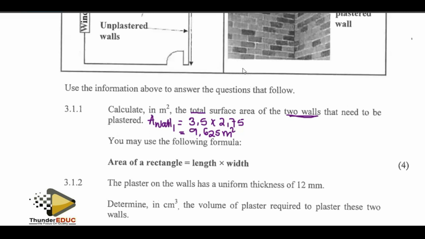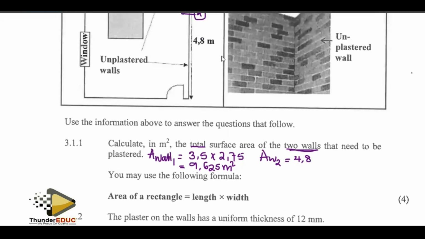So far I've got the area of wall 1. Let me do wall 2. Still, because they're rectangular, it's L times B. The wall that's remaining, sorry, the length is 4,8 meters, still times the height. We take it to be on the same level. So here we go, we get the answer as 13,2 meters squared. So at the end, you're going to add the 2, and your answer becomes 22,82 meters squared.